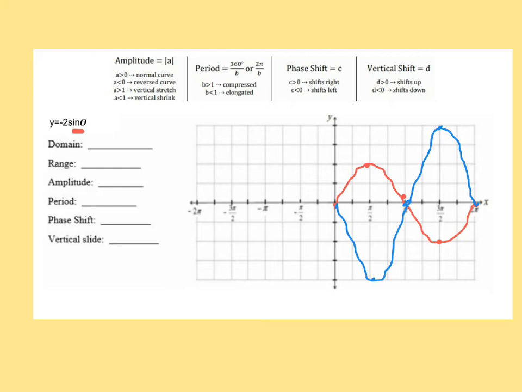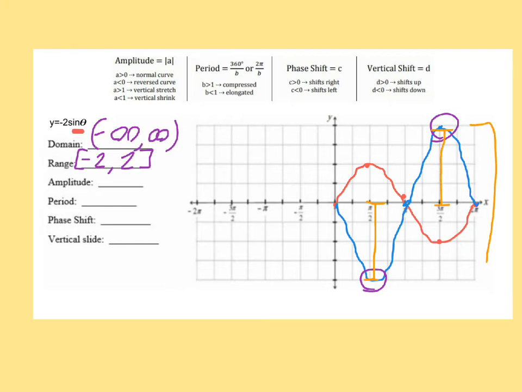So when it comes time for the domain, it is negative infinity to positive infinity. That hasn't changed. That will never change. Our range does change though. Our lowest value is down here at negative 2. Our highest value up here is at positive 2. So our range is negative 2 to positive 2, all included. Amplitude. Our amplitude has changed. Our amplitude is the distance from the midline to the lowest point, or the midline to the highest point, or half the total distance.